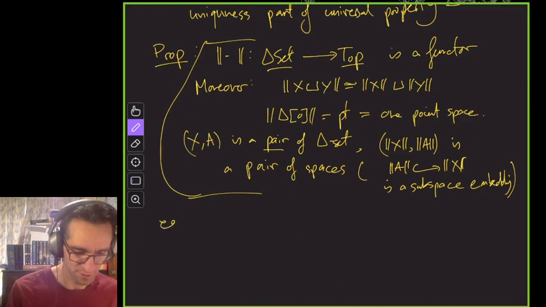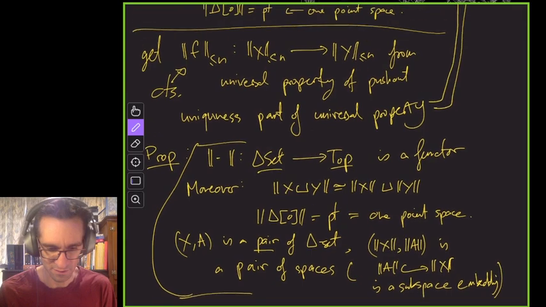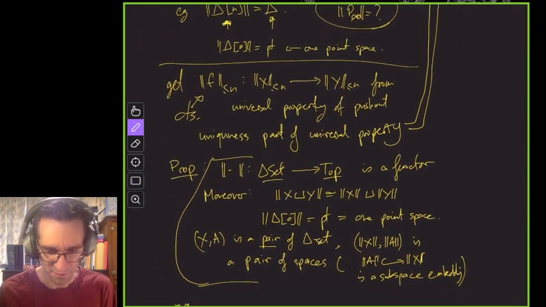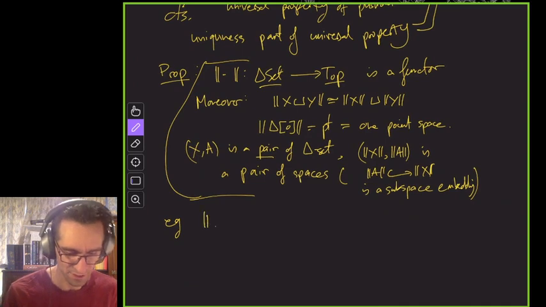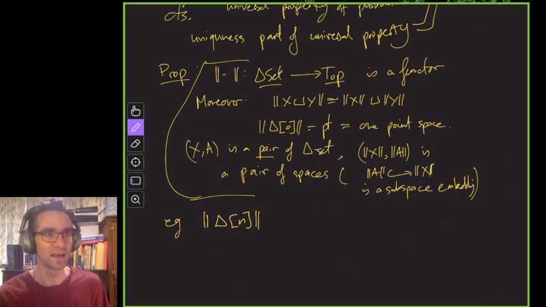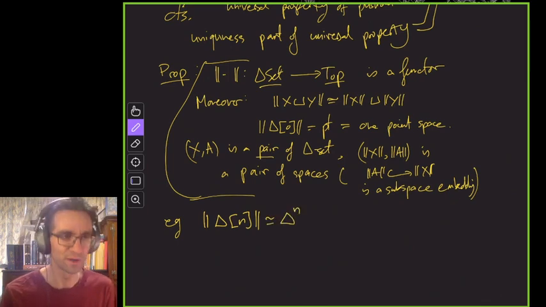What else do we have? So we have some examples I think I mentioned above. I'll just mention again that the geometric realization of the delta set n simplex is homeomorphic to the topological n simplex.